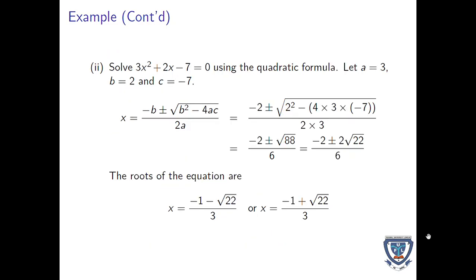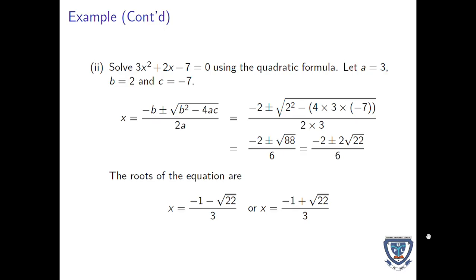Solving number 2 using the quadratic formula. In this case, you are going to identify your a, your b, and your c. So our a here is 3, b is 2, and c is minus 7. So applying that formula, x equal to minus b plus or minus square root of b squared minus 4ac over 2a. When you do your substitution properly, you're going to have minus 2 plus or minus 2 square root of 22 over 6.